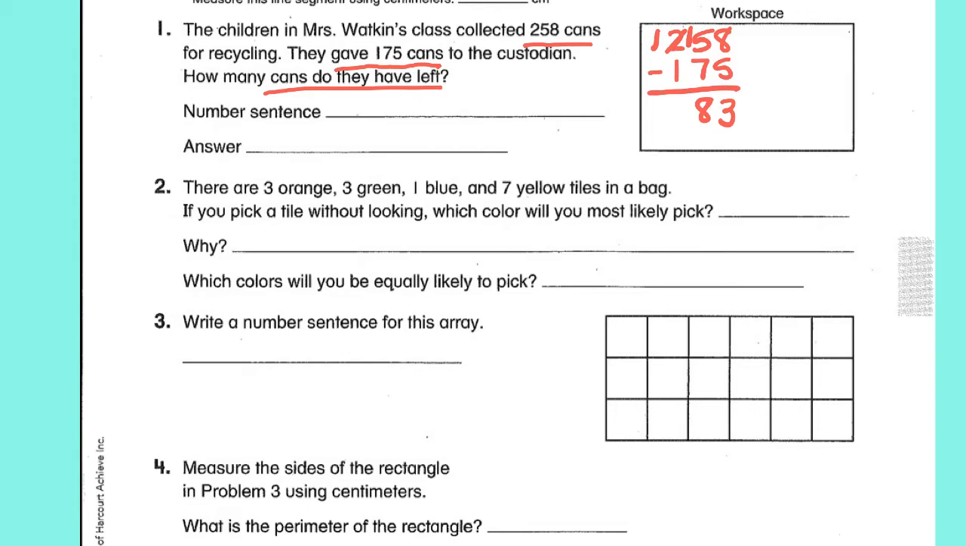So let's write our number sentence, 258 cans minus 175 cans equals 83 cans.